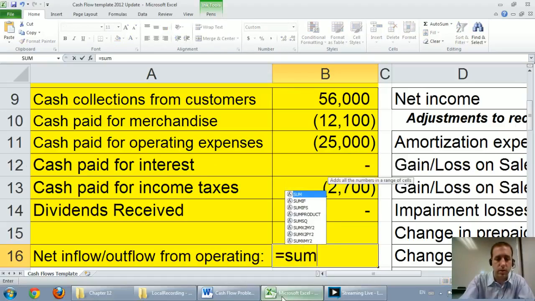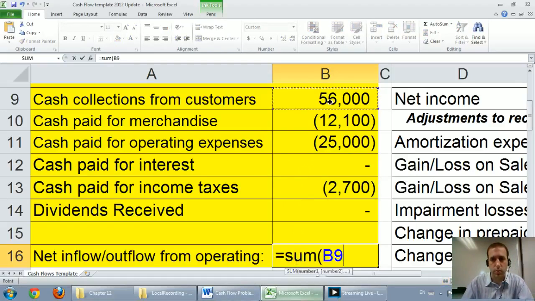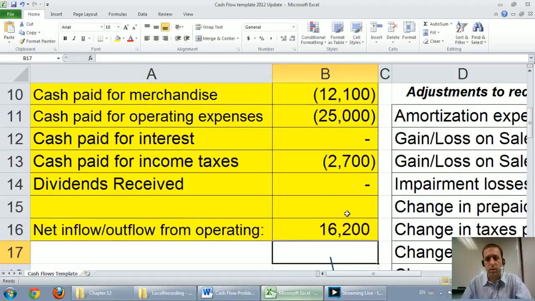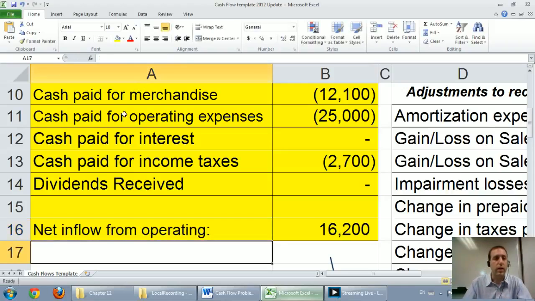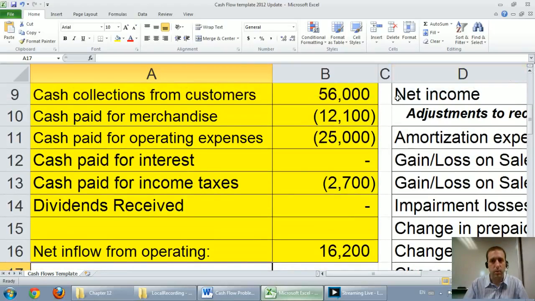I'm going to add up this list, let Excel do it for me, sum up the list, and I get an inflow, not an outflow, so I'm just going to get rid of that word outflow. I get an inflow from operating of $16,200. How do I know it's an inflow? Well, it's a positive number. That's the only thing I'm looking for. The cash collections was 56 grand. The cash out was less than that. If this is a positive number, it's an inflow. If it's a negative number, it's an outflow.